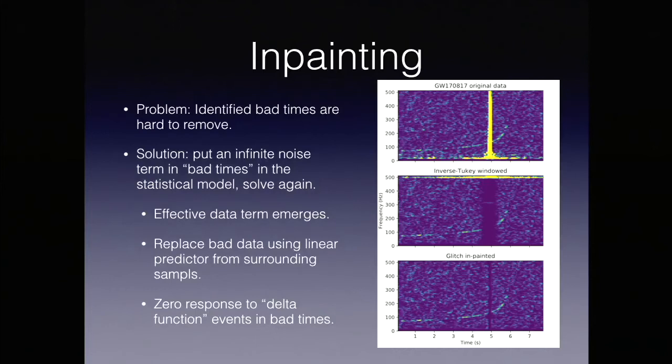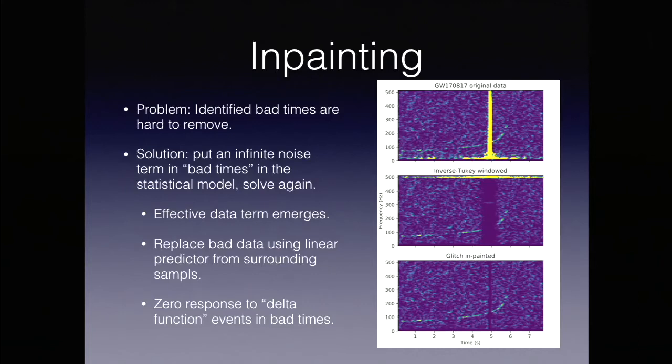Okay? And it turns out that if you work out the linear algebra problem, there's an effective data term that emerges. So what does it mean? It means that regardless of the template, there's one correction you can apply to the data and then just assume it was just as before. Okay? So this is just replacing the bad data using a linear predictor from the surrounding samples. So you need to figure out what is the linear predictor from the surrounding samples. You replace it.